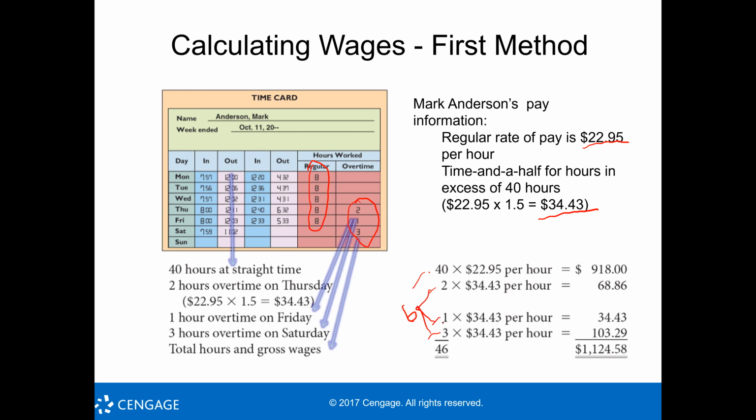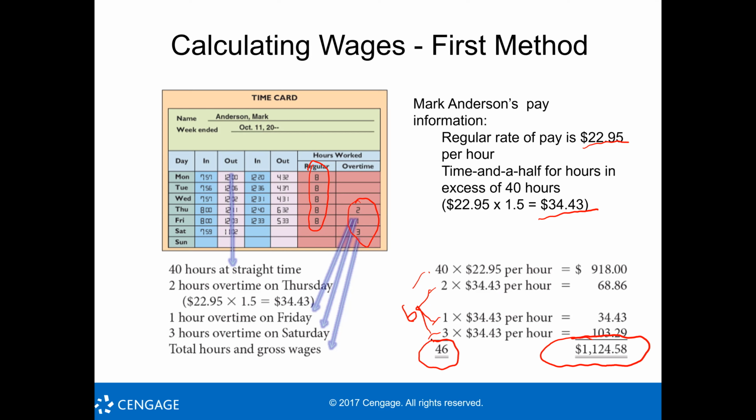So we could have done the calculation just 6 times 34.43, we would have gotten the same number, right? Basically 40 hours regular plus the 6 hours overtime. So we've got gross pay of $1,124.58. Total hours 46, gross pay $1,124.58. Okay, so that's one way to calculate it.